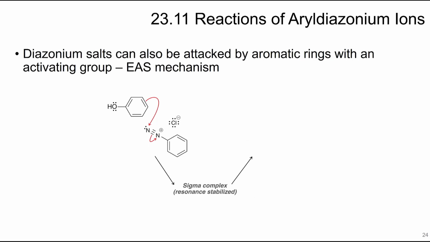Diazonium salts can also be attacked by aromatic rings with an activating group. This is using the electrophilic aromatic substitution reaction. So you can take a benzene ring and react it with the diazonium salt. You get a stabilized sigma complex. Then you have this compound here. And these diazo compounds, this is an azo coupling that produces azo dyes. And varying the substituents on the rings can affect the specific dye colors.